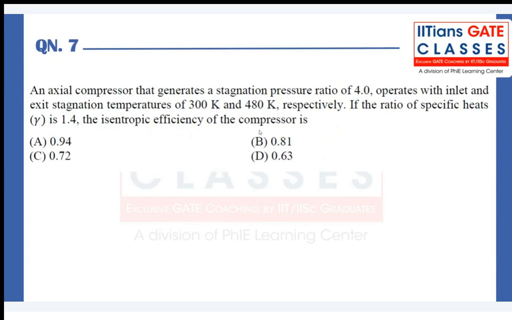So an axial flow compressor is given. Right, so control volume, I am just drawing. They are given the inlet condition T01 is 300 Kelvin and the exit stagnation temperature T02 is going to be 480 Kelvin, and the efficiency of the compressor they are asking. And they are given that this compressor produces the overall pressure ratio of around 4.0.